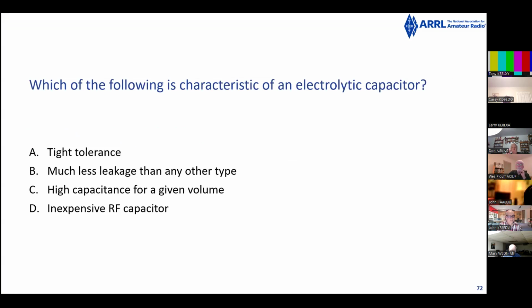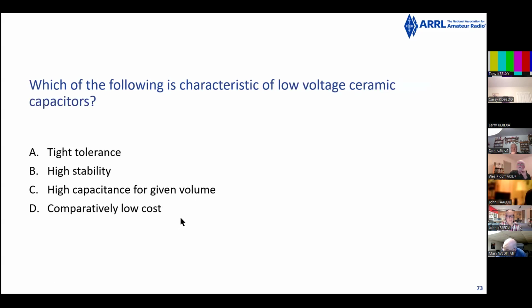Which of the following is characteristic of an electrolytic capacitor? A, tight tolerance; B, less leakage than any other type, meaning a leakage current for DC; C, high capacitance for a given volume; or D, it's an inexpensive radio frequency capacitor. Charlie, high capacitance for a given volume. Which of the following is characteristic of low voltage ceramic capacitors? A, tight tolerance; B, high stability; C, high capacitance for a given volume; or D, comparatively low cost? It's D, Delta.